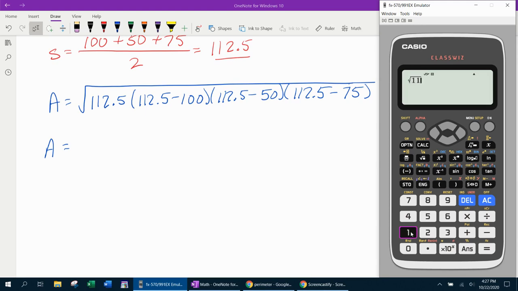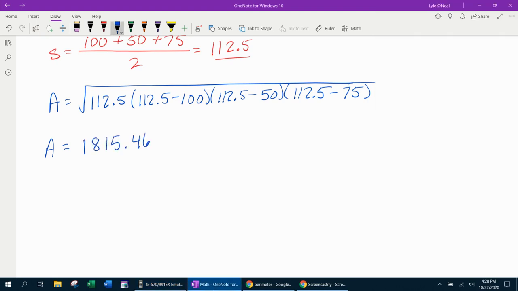Square root of 112.5 times. Okay, be patient. It's going to take a little bit to type all of this in, okay? That's the hardest part about this problem, is typing all of this stuff in the calculator, I think. And as long as I didn't miss anything, bam, there's our area, 1,815.46.